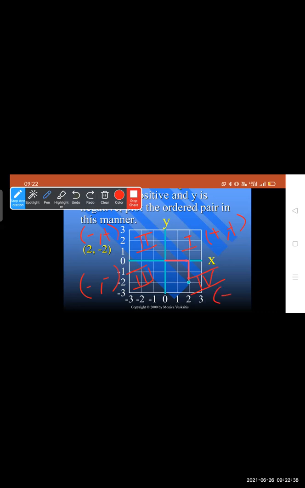In fourth quadrant, x is positive and y is negative. So if your x value is positive and y value is negative, that means this point lies in fourth quadrant. See in the question, (2, -2). So first we move 2 on the horizontal line. And -2 means downward direction on the vertical line.